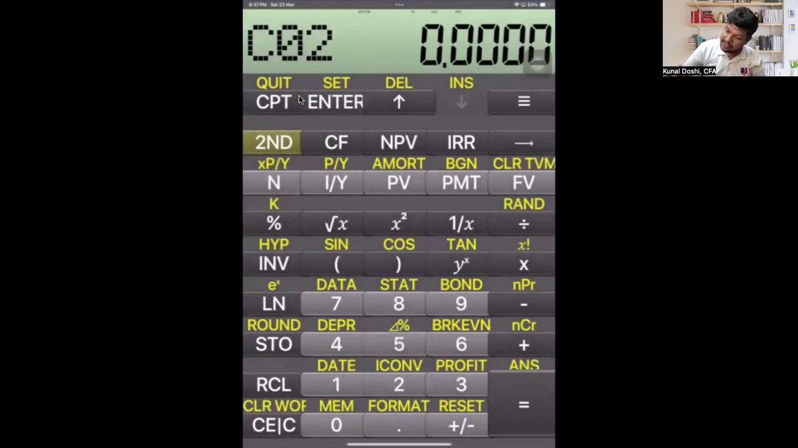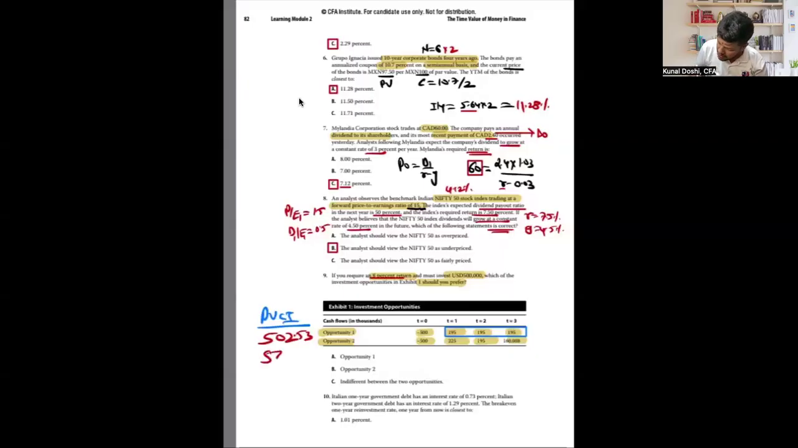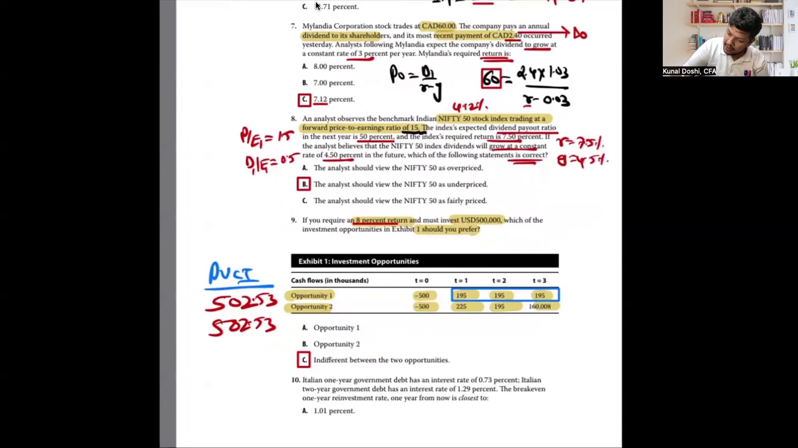225, enter. C02, 195, enter. Then it was 160.008, enter, if I'm right. NPV, the discounting rate will remain the same. Down arrow, compute, you get 502.53. Exactly the same. So, conclusion, I am indifferent between both the opportunities. Understood, everyone? Clear? Right? Thank you. Next.